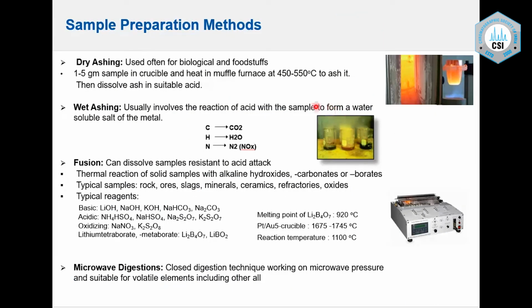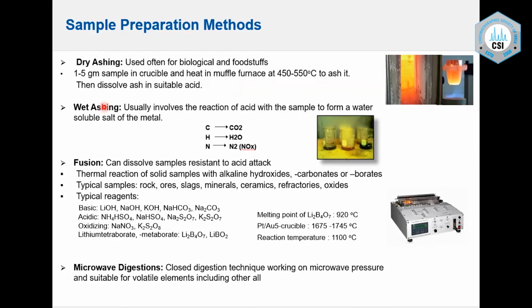So here I mentioned some of the important sample preparation methods: dry ashing, wet ashing, fusion and microdigestion. Dry ashing is a very old technique, which is preferred for biological and foodstuff samples because the concentration is very less. You can take the sample in a big crucible and ash it in a muffle furnace, and the ash you can dissolve in acids and then do the analysis on the instrument. The only challenge here is that you cannot do volatile elements, and there are chances of some contamination. So if you are doing analysis at ppb level, this method is not preferred, but for high concentration, of course, you can use dry ashing.